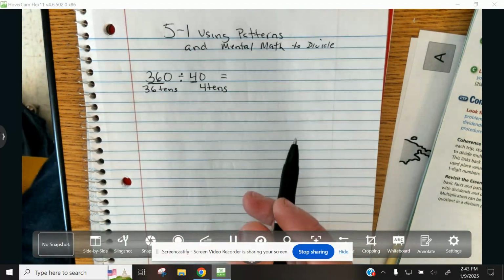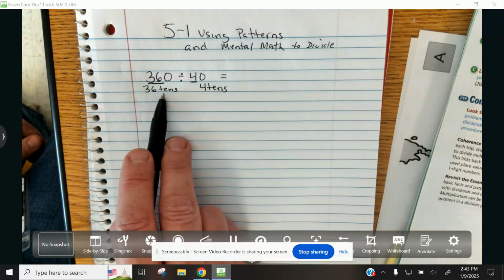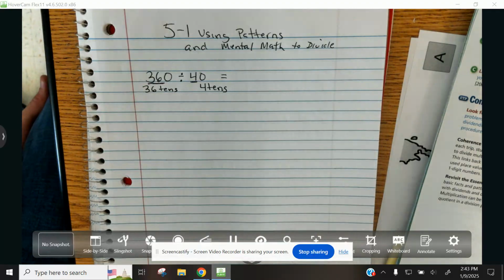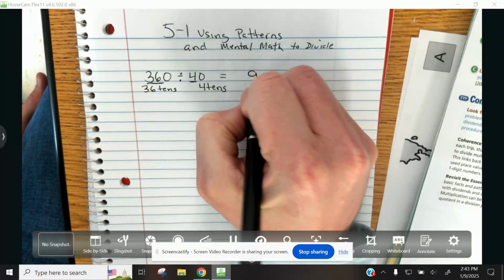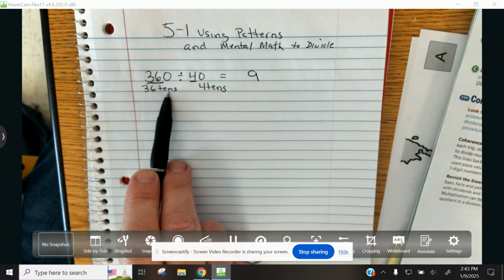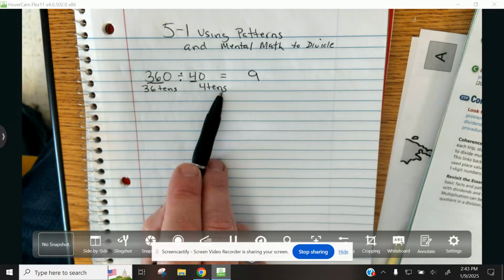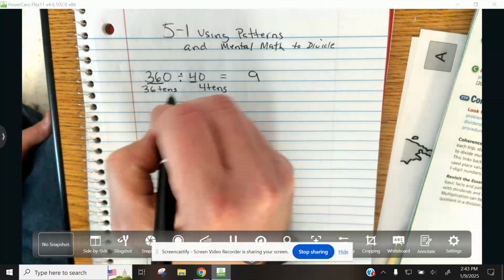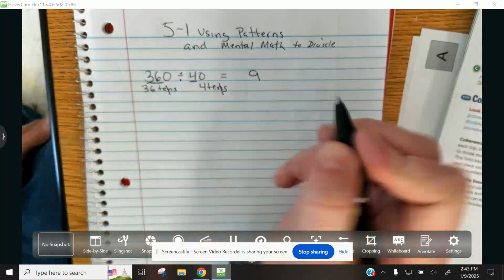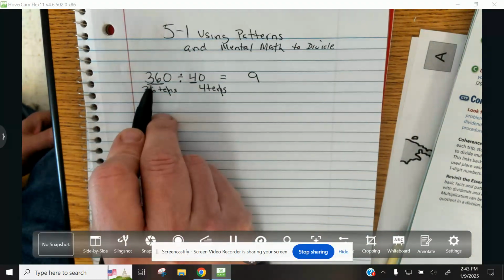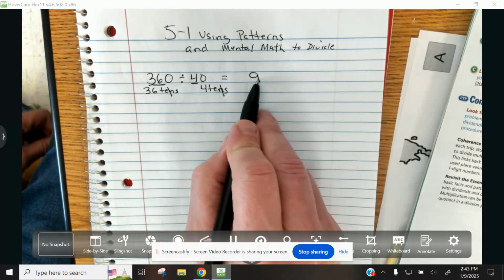When I go to do this, what is 36 divided by 4? I know 36 divided by 4 is 9. Now, if I'm dividing tens by tens, what that basically does is those cancel out. They're done, they're gone. If I was going to do it up here, look what happens. If I have 36 divided by 4, I know that's 9.